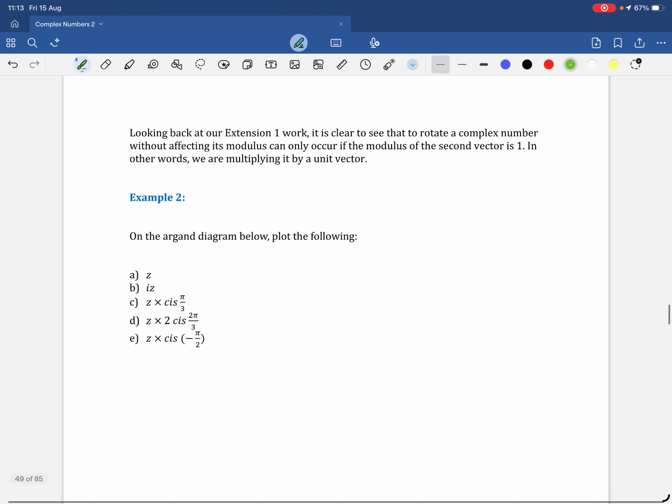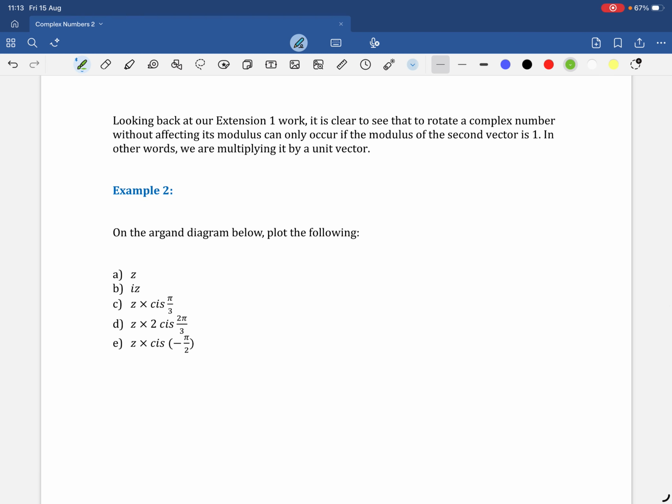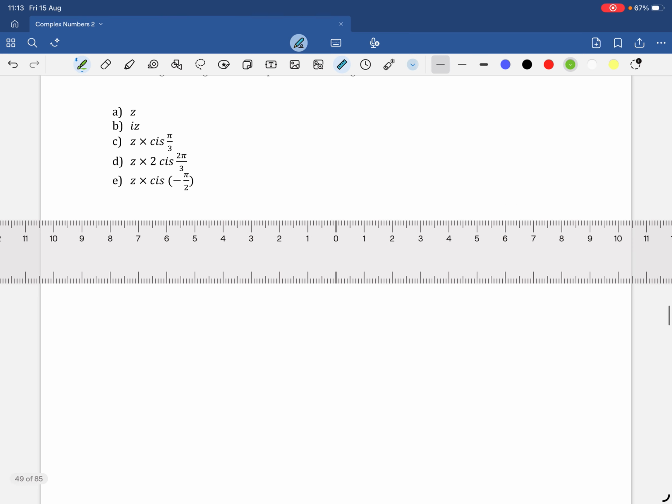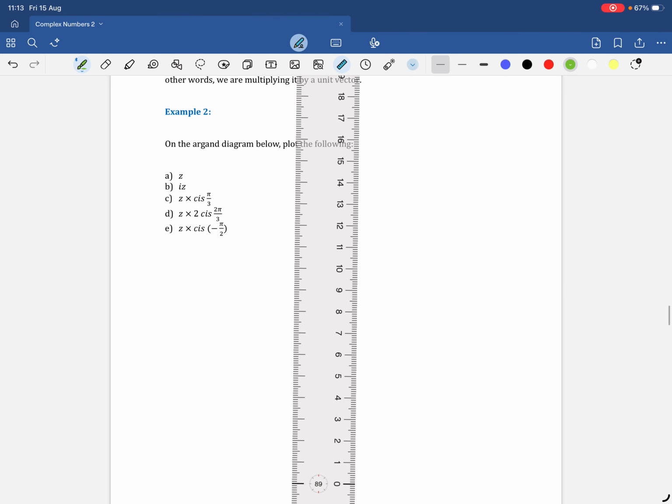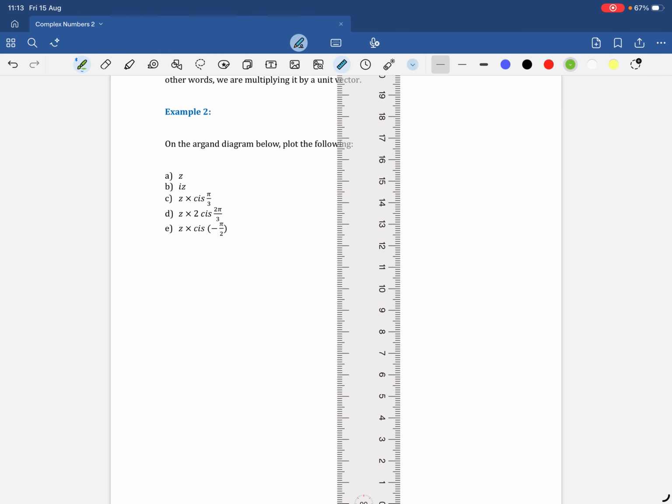Okay. So looking back at our extension 1 work, it's clear to see that to rotate a complex number without affecting its modulus can only occur if the modulus of the second vector is 1. In other words, we're multiplying it by a unit vector. So we're going to now plot the following on the Argand diagram.